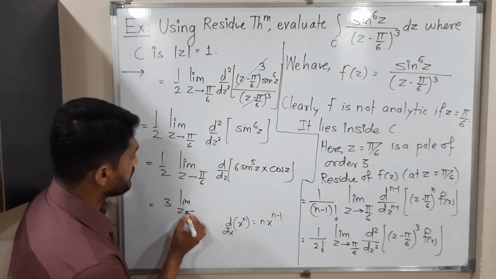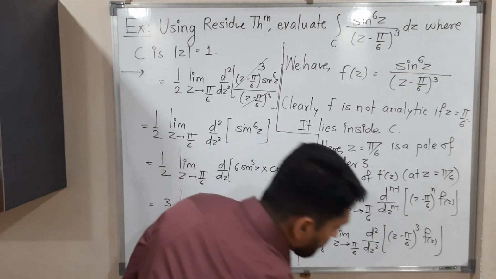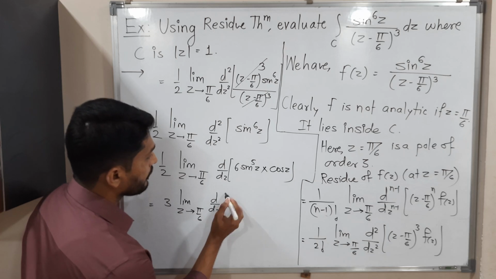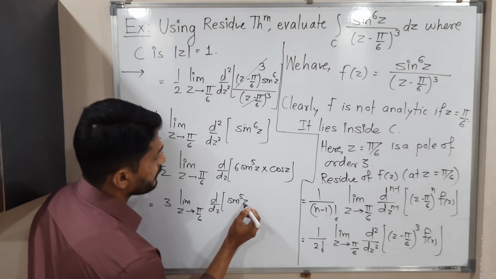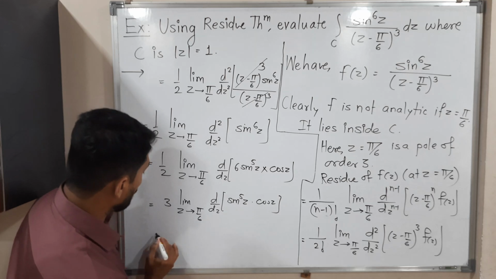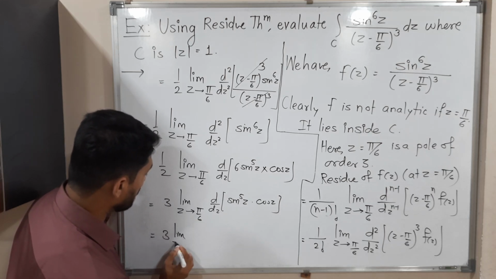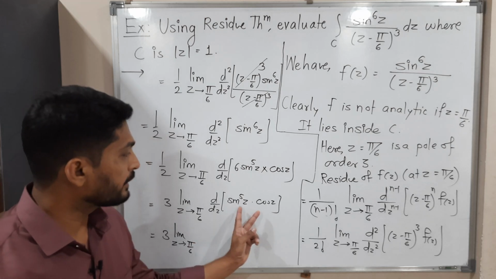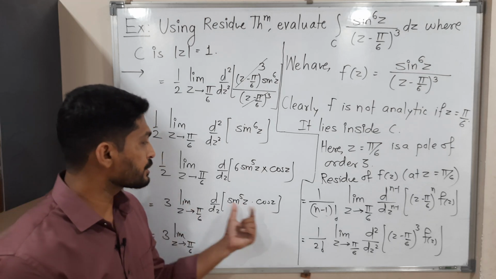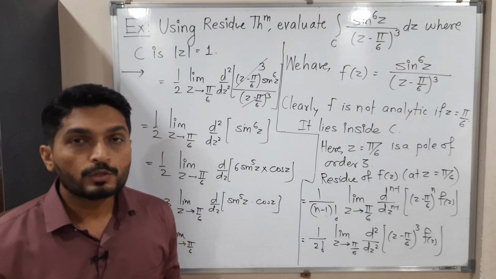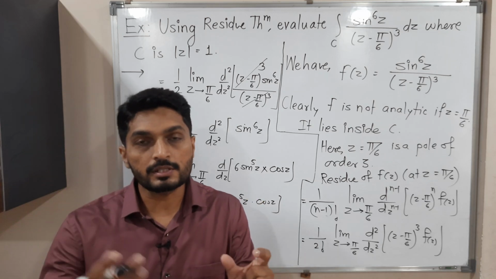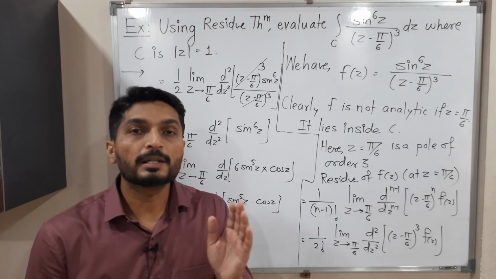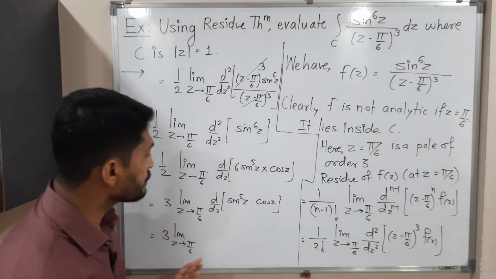So limit z tends to pi by 6, derivative of sine raised to 5z into cos z. So this is equal to 3 limit z tends to pi by 6. See, multiplication is there. We have two functions and a product of these two functions, and then we have to take its derivative. When we have a product of two functions inside the derivative, we go for the u into v formula. It says first into derivative of second plus second into derivative of first. I am going to use that formula.